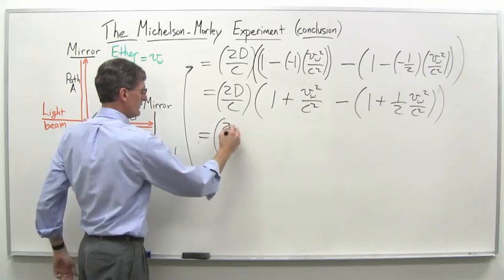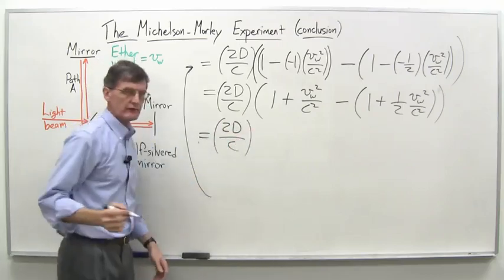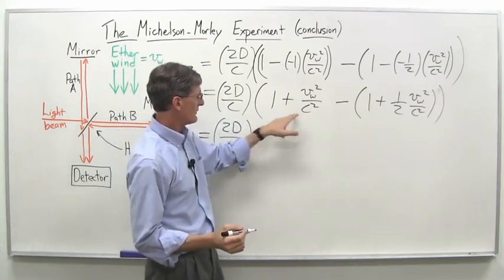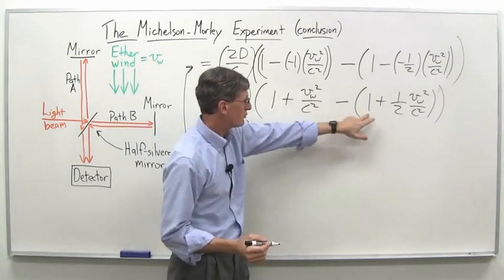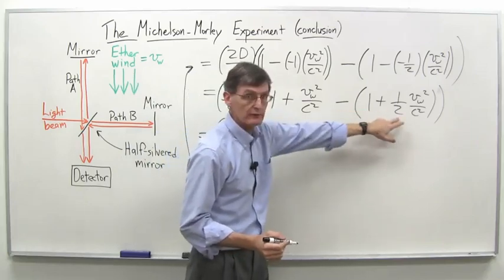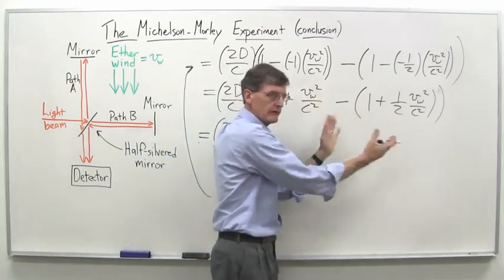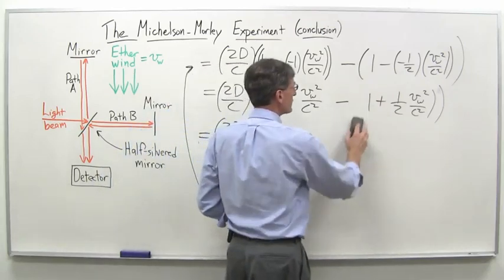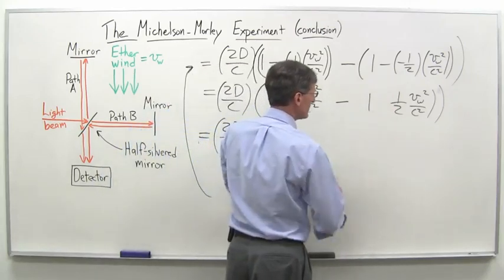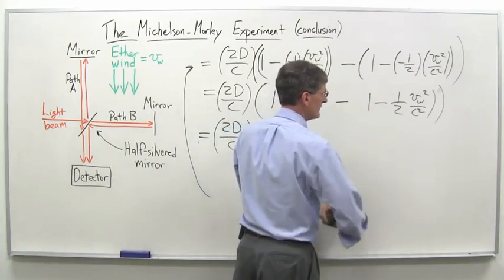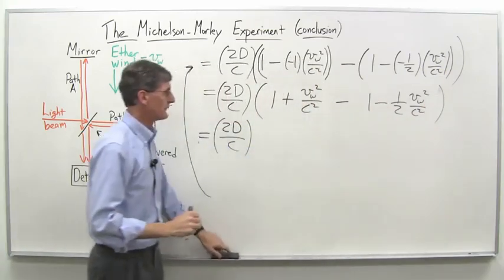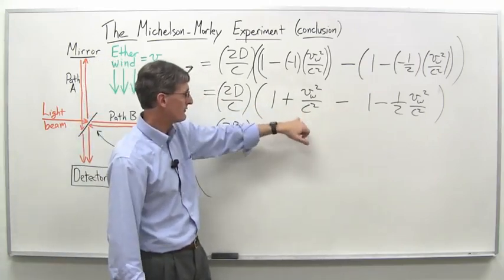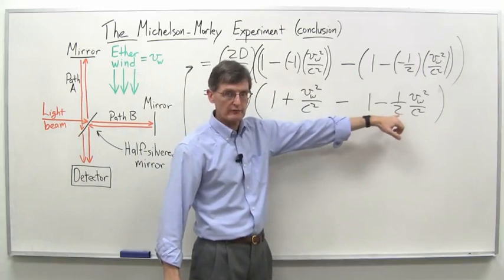Equals 2d over c. So what have I got here? I've got 1 plus VW squared over c squared minus 1 minus 1/2 VW squared over c squared, right? If I've got minus something in parentheses, it just becomes minus 1 minus that. And now I've got a 1 minus 1, 0, and I've got VW squared over c squared minus 1/2 VW squared over c squared.